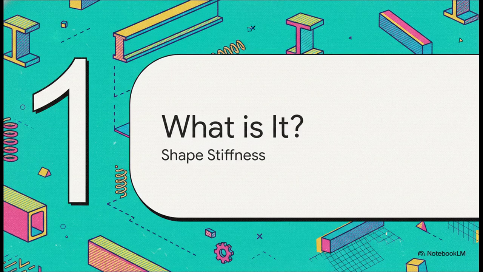Okay, first things first. What even is moment of inertia? Honestly, forget the complicated name. From now on, I want you to just think of it as shape stiffness. That's it. It's a number that tells you how stiff a shape is just because of its shape. It has nothing to do with what it's made of.